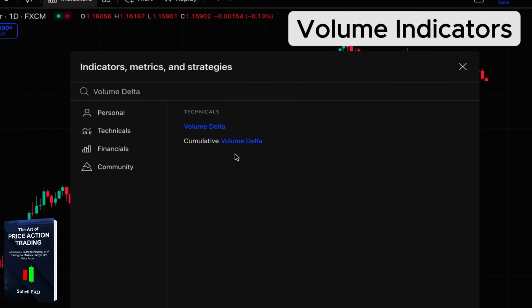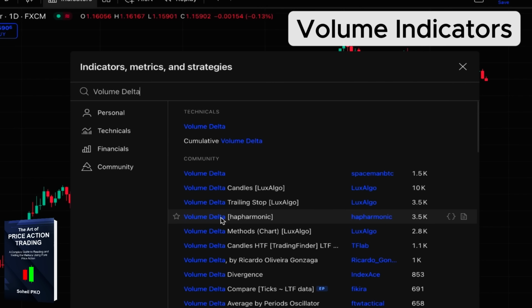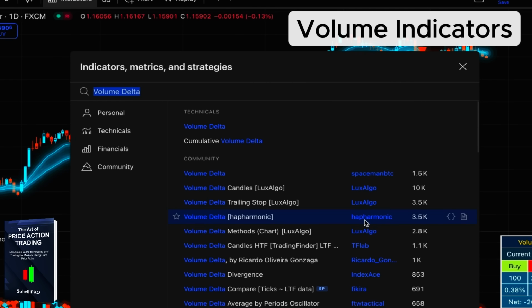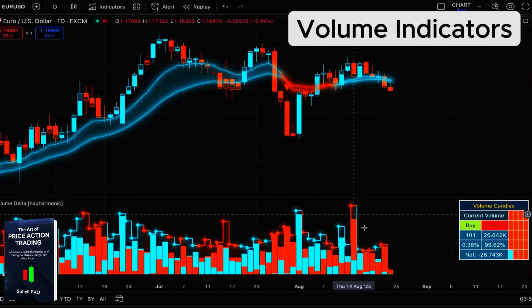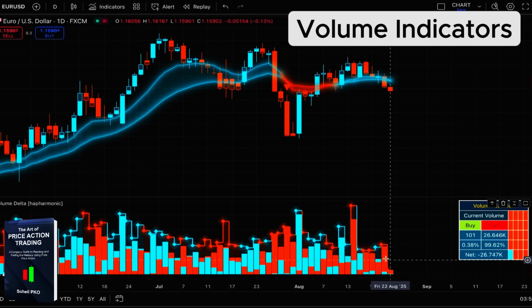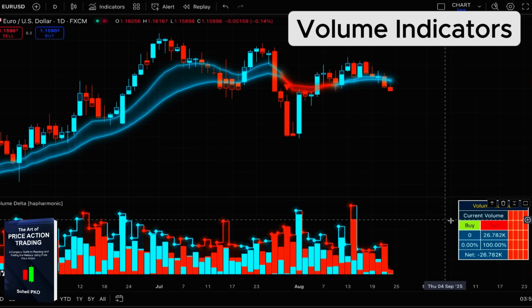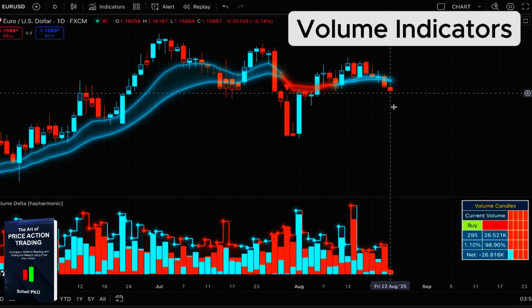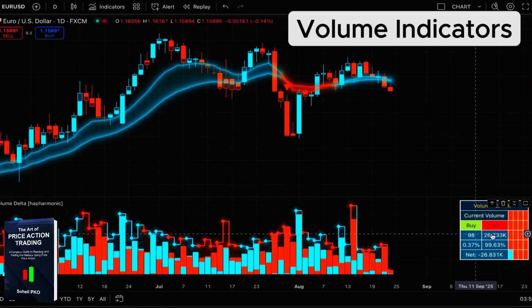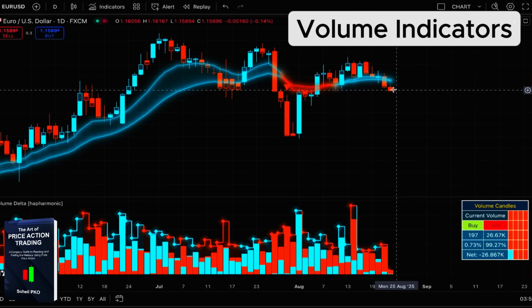Alright, the next volume indicator is volume delta. We add this one, which is written by Hap Harmonic. This indicator is also an excellent volume indicator that can provide you more information regarding volume. Besides showing the total volume for each time period, it also gives you a measure on buying volume and selling volume separately. Here in this table, it shows live data for the current candle that is forming on the chart. You can see that it shows buying and selling volume separately and also their percentages for this candle that is forming on the chart.